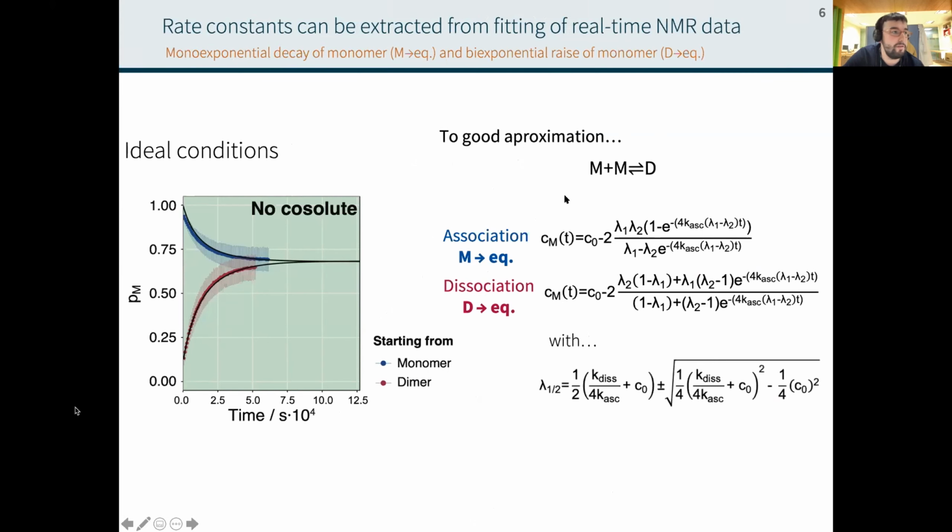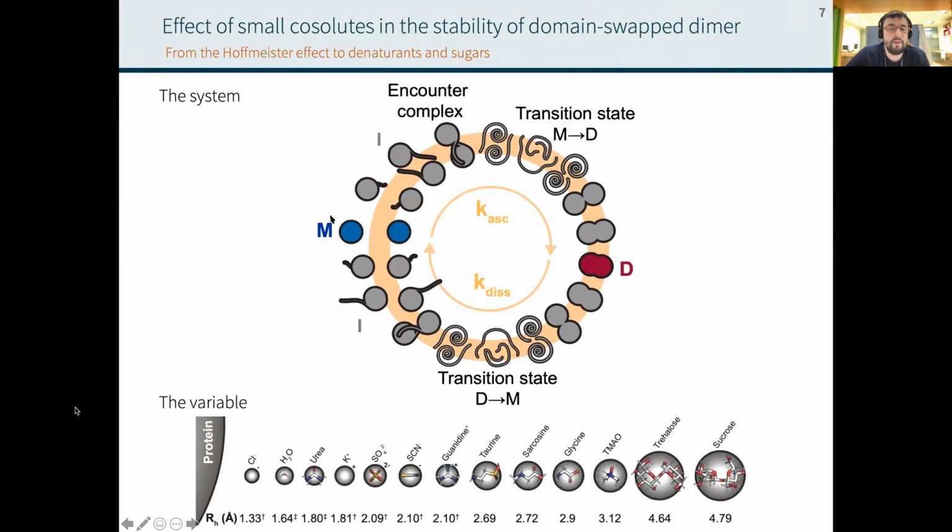To a good approximation, you could assume that you have 2 monomers that form a dimer, and you can fit these peak volumes to the steady state kinetic equations to extract the kinetic rates. Then you can do a kinetic study and also a thermodynamic study. So basically we have a system like this: 2 monomers that undergo partial unfolding to create the intermediate, then an encounter complex to form the dimer, and the way back.